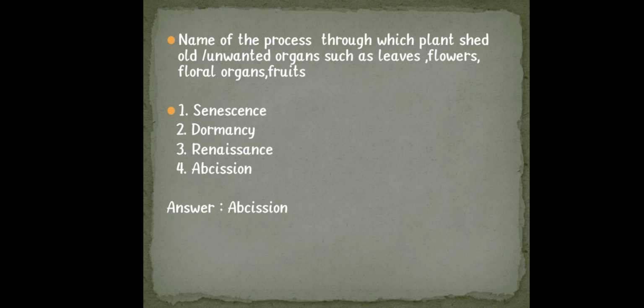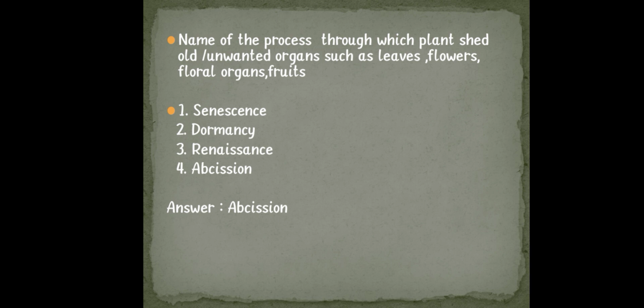The next is the name of the process through which plants shed old or unwanted organs such as leaves, flowers, floral organs and fruits. Option first, senescence; second, dormancy; third, renaissance; then fourth, abscission. And the answer is abscission.